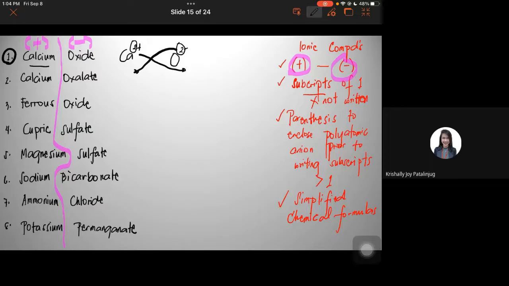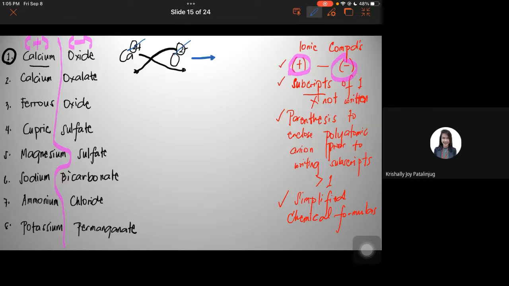Try to observe the charges, the numerical value of the charges. They have the same charge value. So you can simplify that because they have a common denominator, and that is 2. So you can simplify that or cancel them out, producing an equivalent of 1 for the numerical value of the charge. Again, you need to simplify any compound once you write its chemical formula if you think it can be simplified.